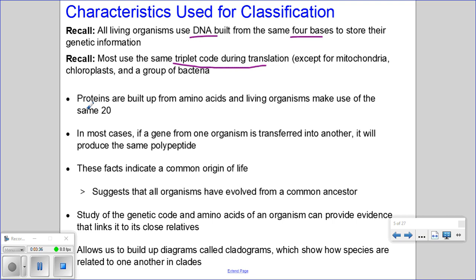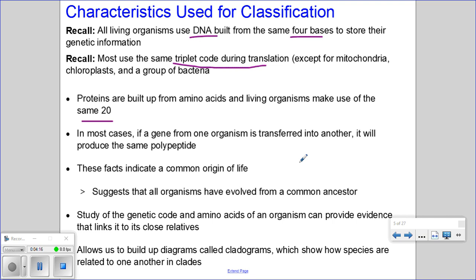Now, remember that proteins are built up from amino acids, and all living organisms will make use of the same 20 amino acids. So in most cases, if a gene from one organism is transferred into another, it will produce the same polypeptide. Think about that example of gene transfer of insulin from a human cell to a bacterial cell. So these facts all indicate a common origin of life, and it suggests that all organisms have evolved from a common ancestor. The study of the genetic code and amino acids of an organism can provide evidence that links it to its close relatives.